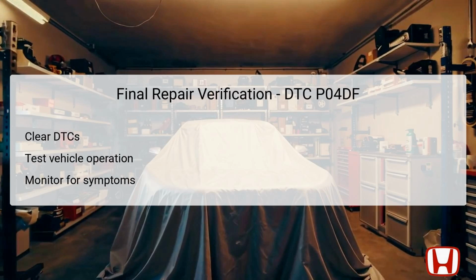Upon completing repairs and replacements of any defective components, it is essential to verify if the fixes have resolved the issue reflected by the P04DF code. Start by clearing the diagnostic trouble codes from the PCM. This resets the monitoring system, allowing accurate observations during the upcoming drive cycles. After resetting the codes, perform a test drive under varied conditions to ensure the vehicle operates as expected, checking that the MIL does not re-illuminate.